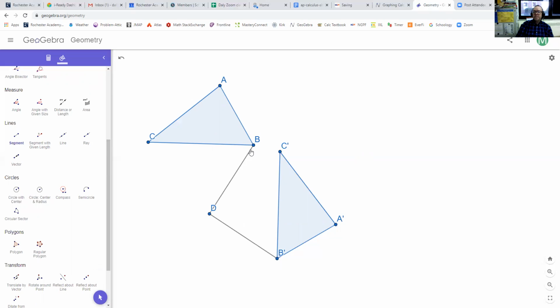Another thing you can notice is that these two line segments are the same length. So BD is congruent to B prime D. So those are important notions when we're talking about rotations.